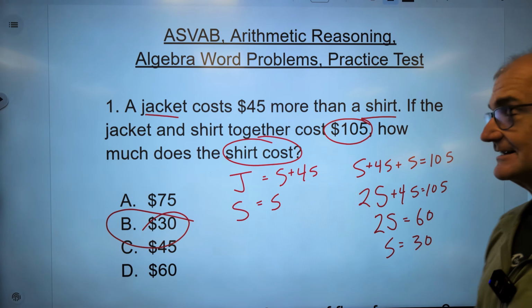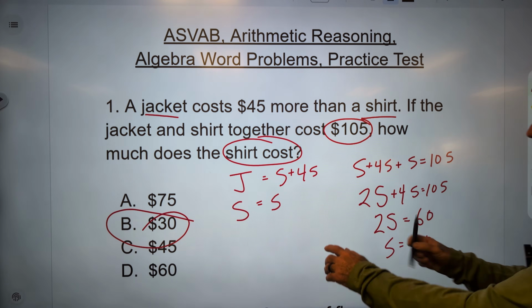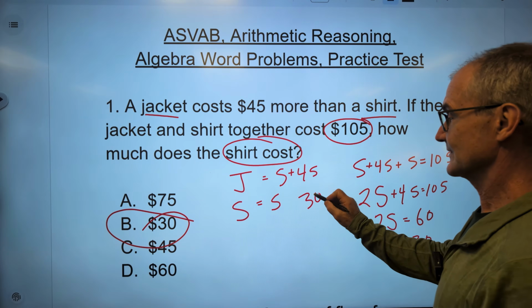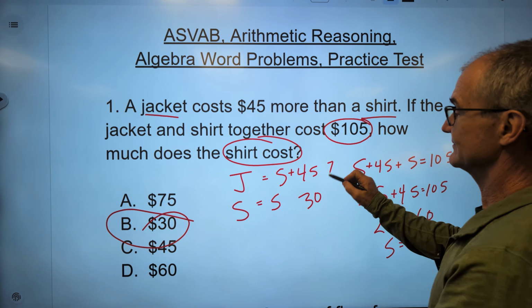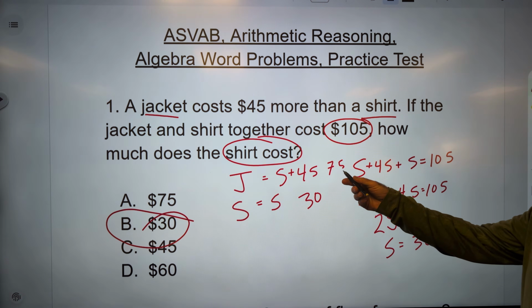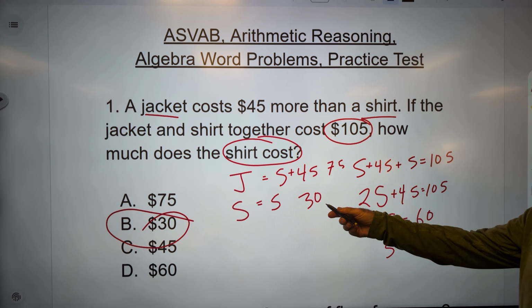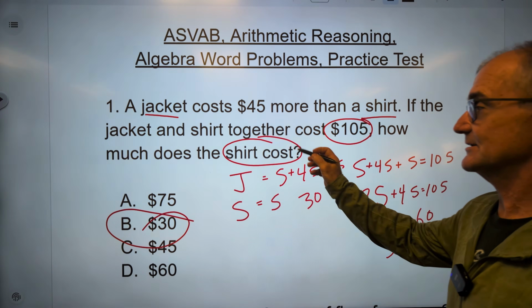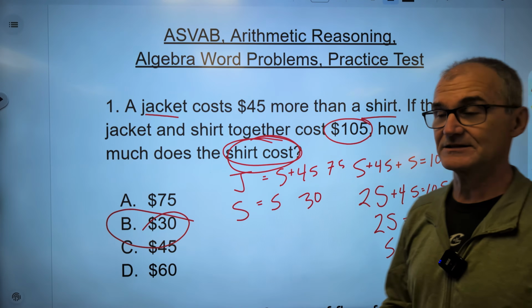To get that one right, let's just double check that. The shirt would be 30. The jacket would be 75. Together they are 105, and the jacket is 45 more than the shirt. And I am answering what they're looking for, the price of the shirt.